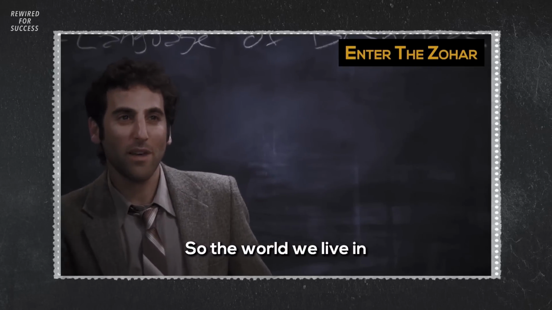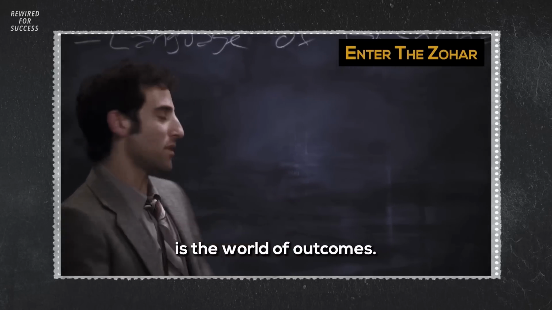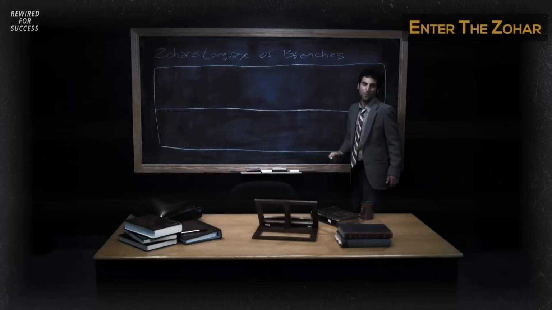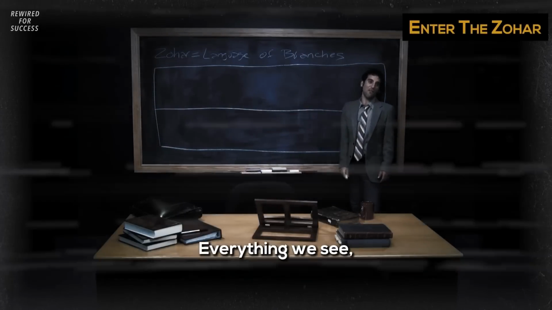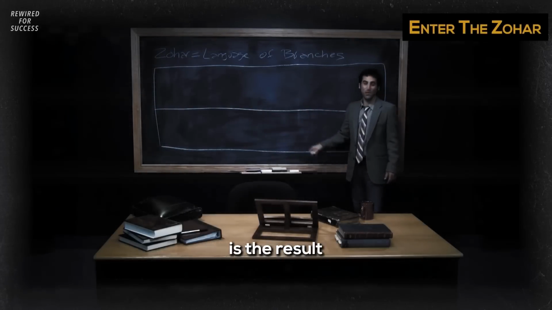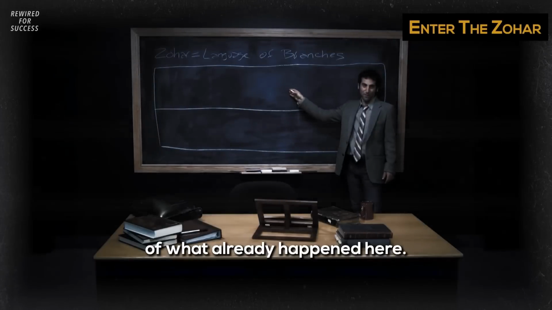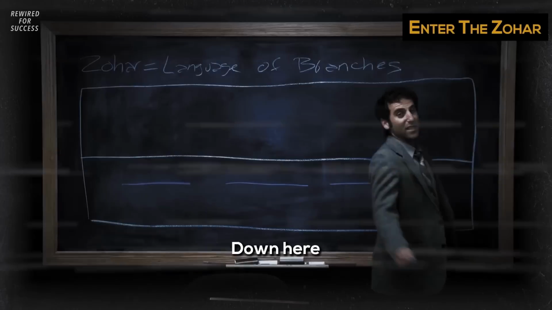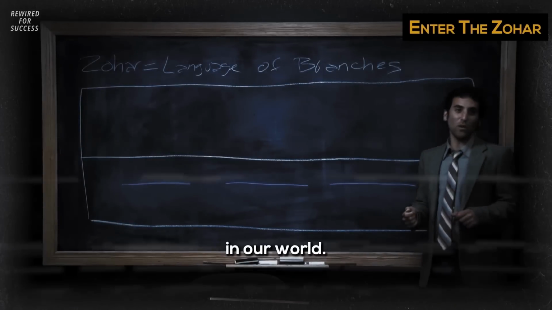So, the world we live in is the world of outcomes. Everything we see, everything that happens here, is the result of what already happened here. Down here is time, space, and our world.